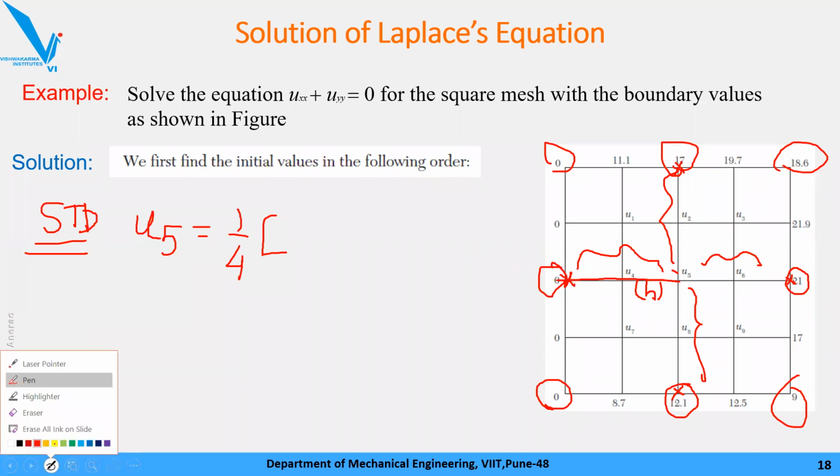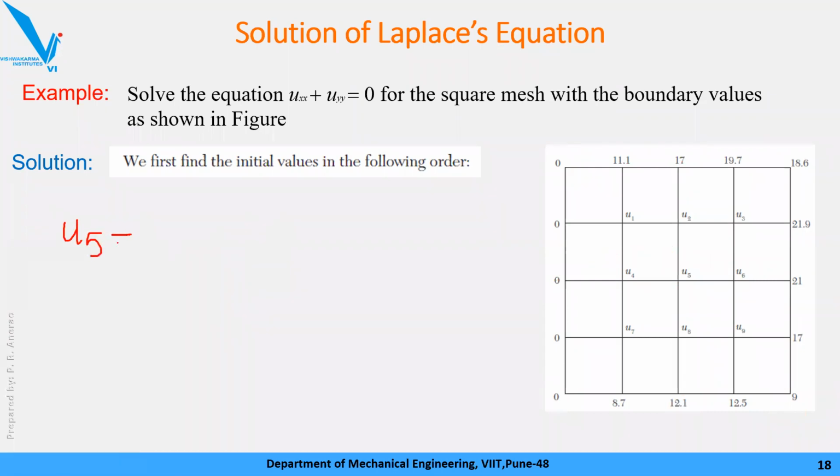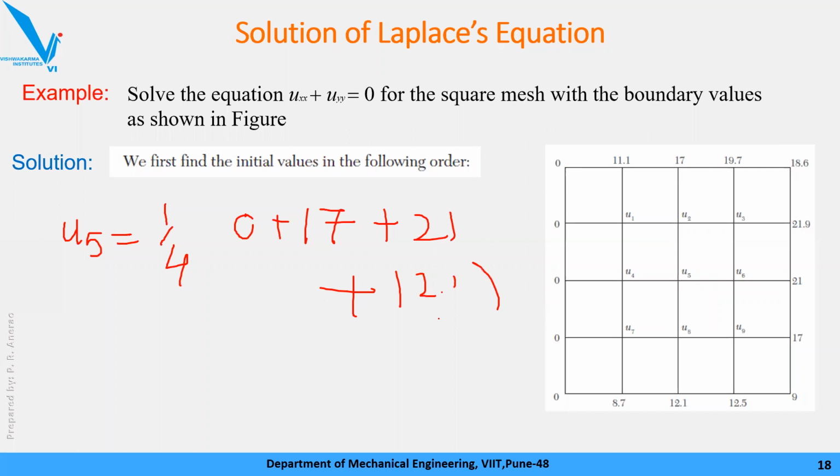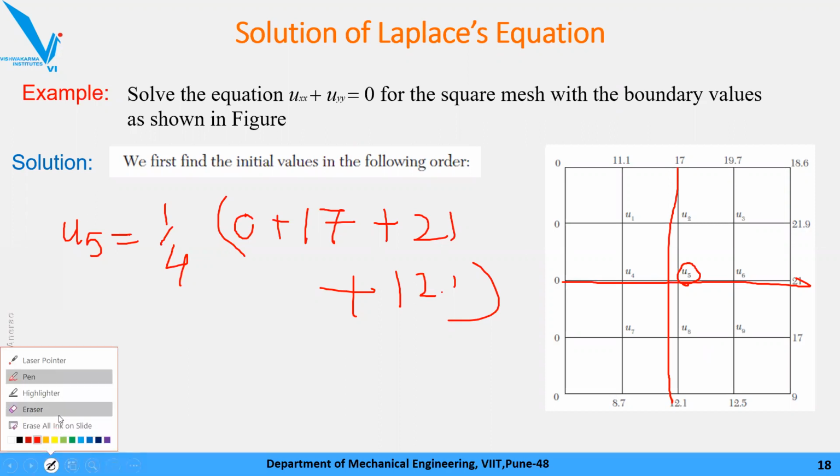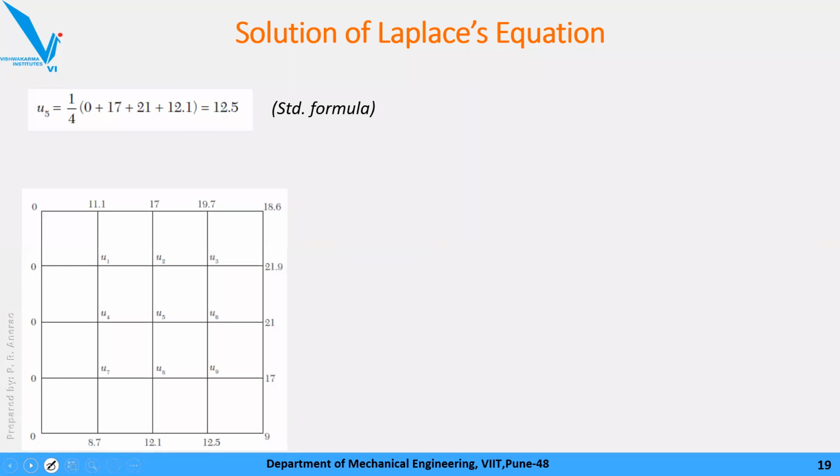So your U5 using the standard formula will be equal to 1/4 of (0 + 17 + 21 + 12.1). For this U5 you have implemented the standard formula but with 2h distance. This is an approximate method. You can do that, don't worry. So you will get the U5 value, and after getting it you proceed. By using the standard formula you get a U5 value of around 12.5. Now the next part I think you can do.